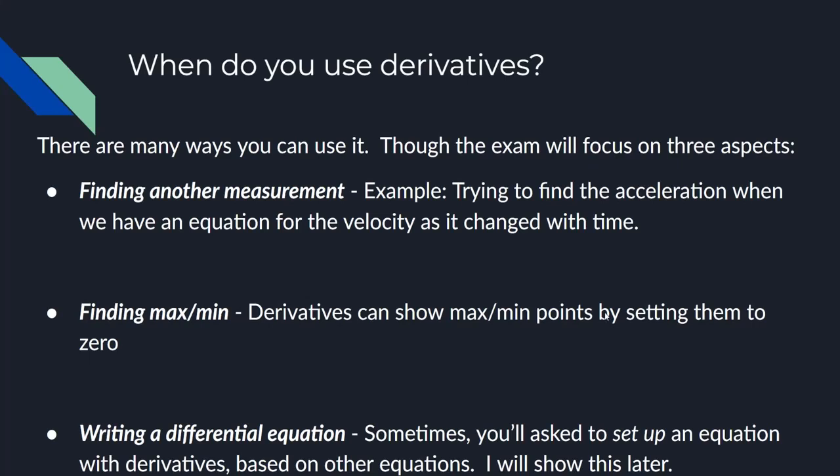Now, why would we use derivatives? There's a bunch of different ways. One is to find another measurement. So for example, if I give you an equation that represents the velocity, you can use that equation to find something like acceleration or the force. We could also use it to find min and max values.